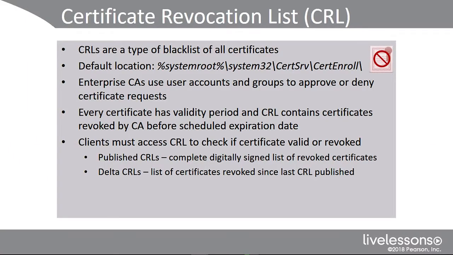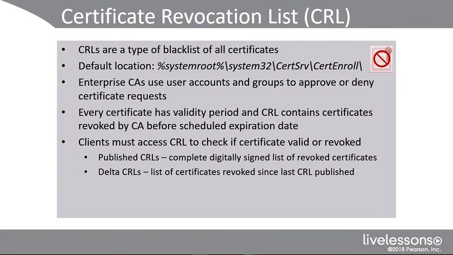So what we're going to do is talk about certificate revocation list, which is CRL. They're really just a type of blacklist of all your certificates that are checked periodically to make sure we can access content. The default location for these CRLs is in the system root, system32, certsrv/certenroll. Your enterprise CAs use both user accounts and groups to either approve or deny any requests coming in to authenticate or access content.